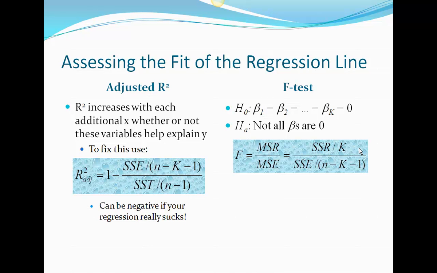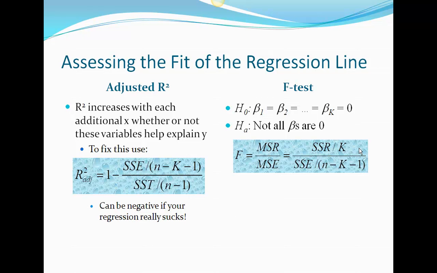Adjusted R squared can, in fact, be negative if your regression really sucks. That's kind of something funny that you will very, very rarely see. But again, N is the number of observations. K is the number of independent variables. So we see that in there, just recognizing the fact that we're accounting for those additional independent variables.